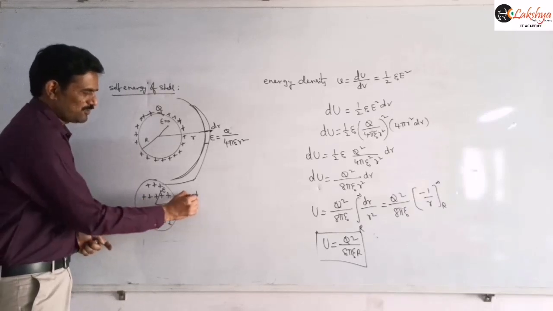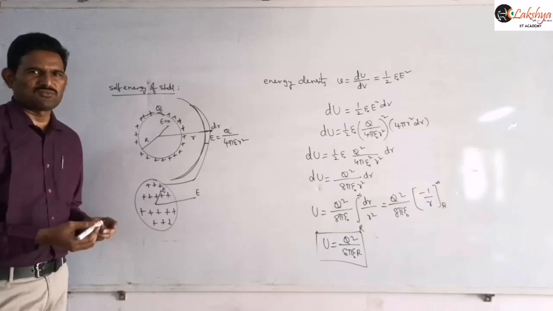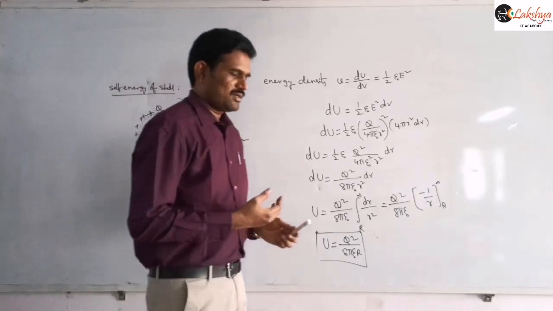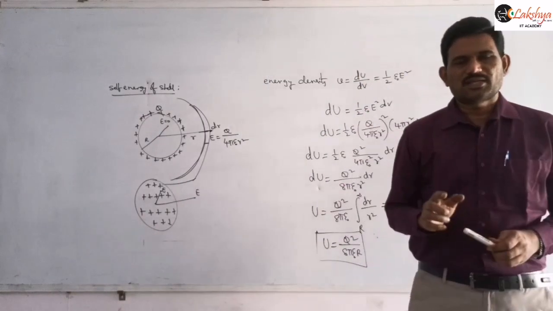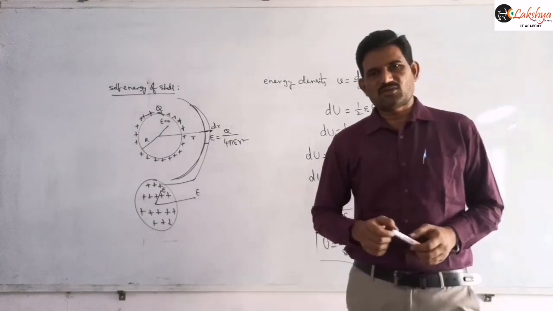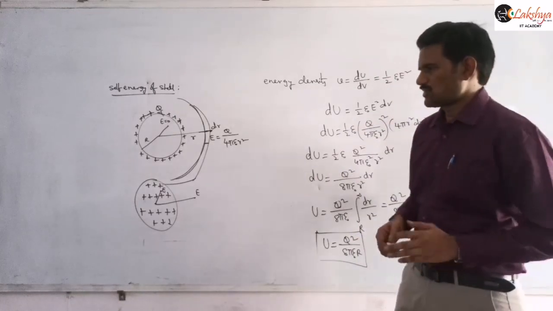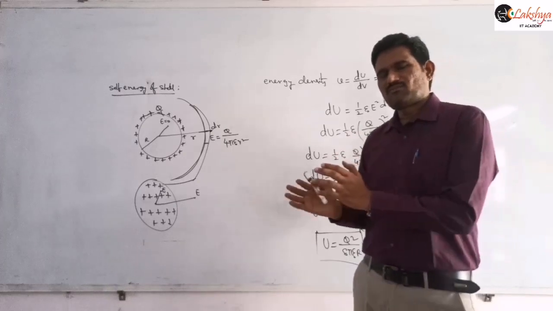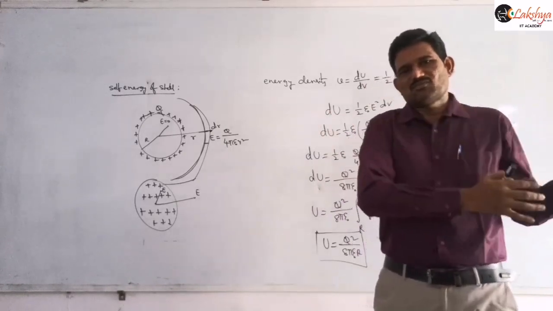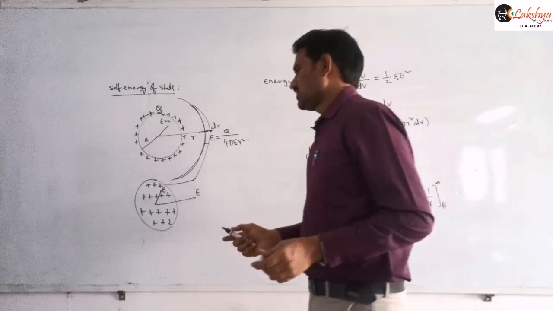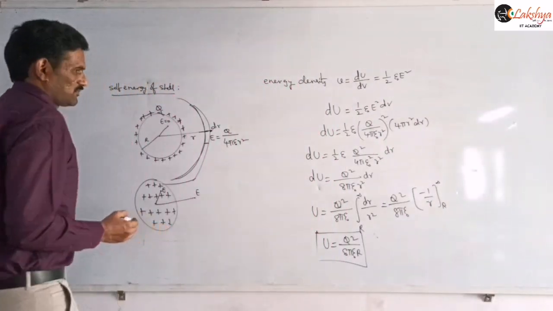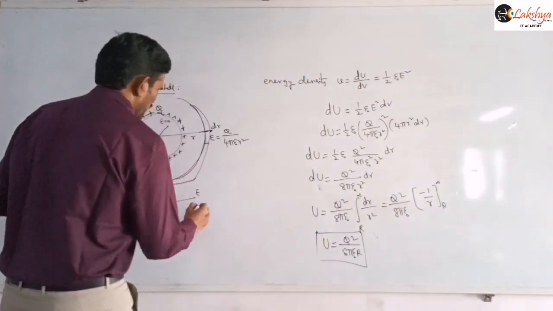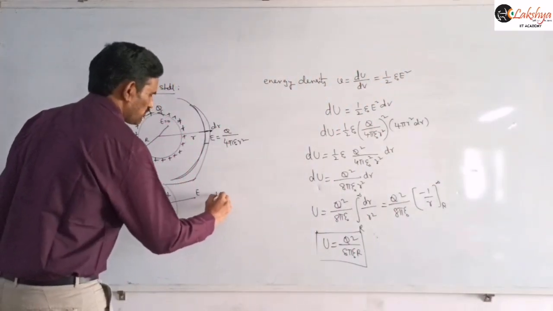So whatever energy we derived, the self energy of the non-conducting sphere, 3q square by 20 pi epsilon naught r, we derived in the previous classes last week. In that energy, some will be there inside the sphere and some energy will be there outside. So we just need to derive it in two parts here. Just I will write here how to do that integration. That integration term will consist of du, which we write as half epsilon naught E square into dv.